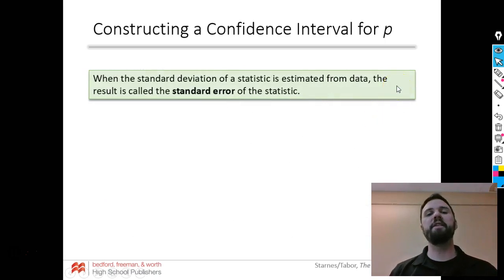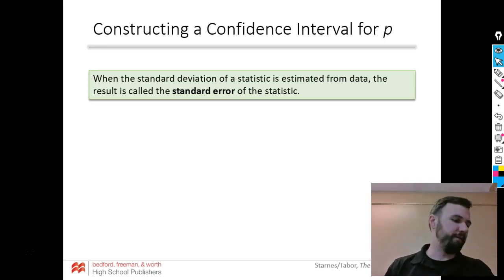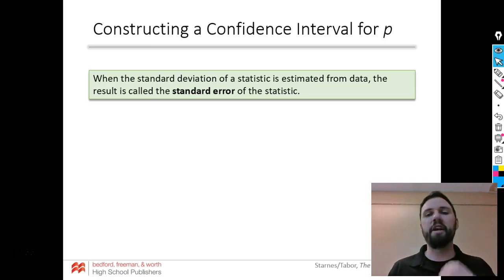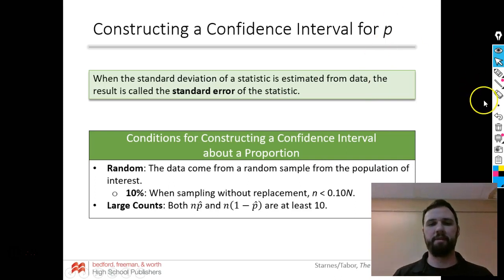Now when we find the standard deviation of a statistic, it's actually called standard error. Again, if you've taken AP Bio, you've seen this before. I need to turn the page. So when you hear me say standard error, I'm looking at the standard deviation of the statistic from the estimated data. So it has to be random, 10% rule, large counts. You got to test all 3. Now, if you sample with replacement, you don't need to check the 10% rule.